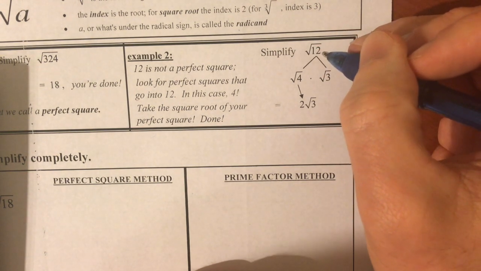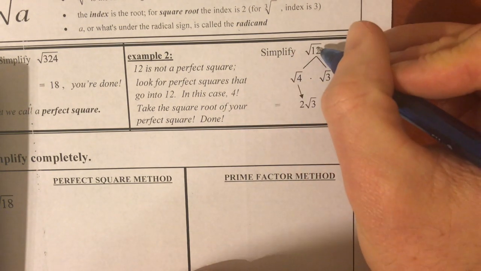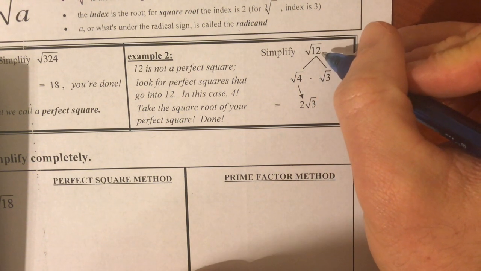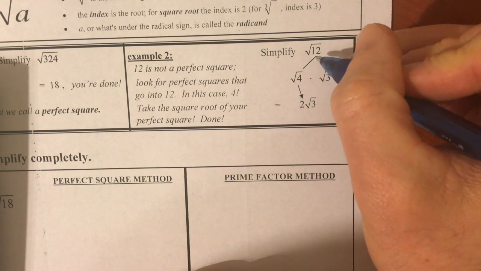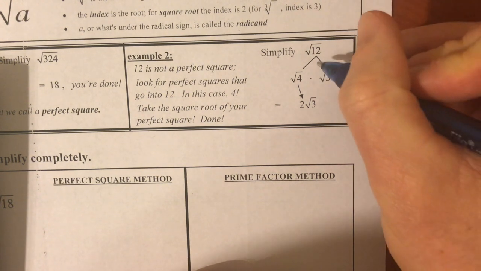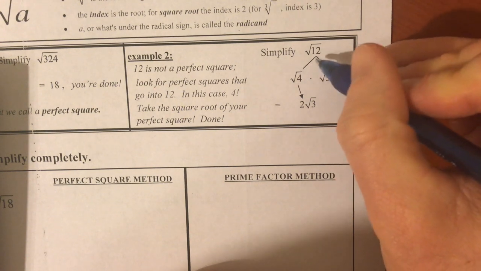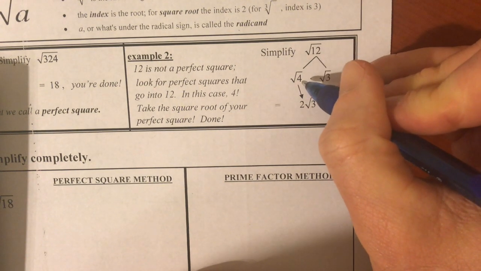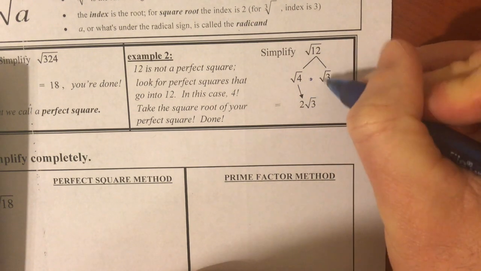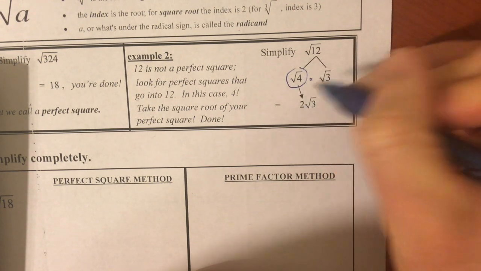One of the methods we're going to talk about is using the perfect squares method. So 12 is not a perfect square, but are there any perfect squares that go into it, that are factors of it? And 4 is a perfect square, and 4 goes into 12. So we're going to break down 12 into two smaller square roots. Square root of 12 can be broken into square root of 4 times square root of 3, because 4 times 3 gives you 12.